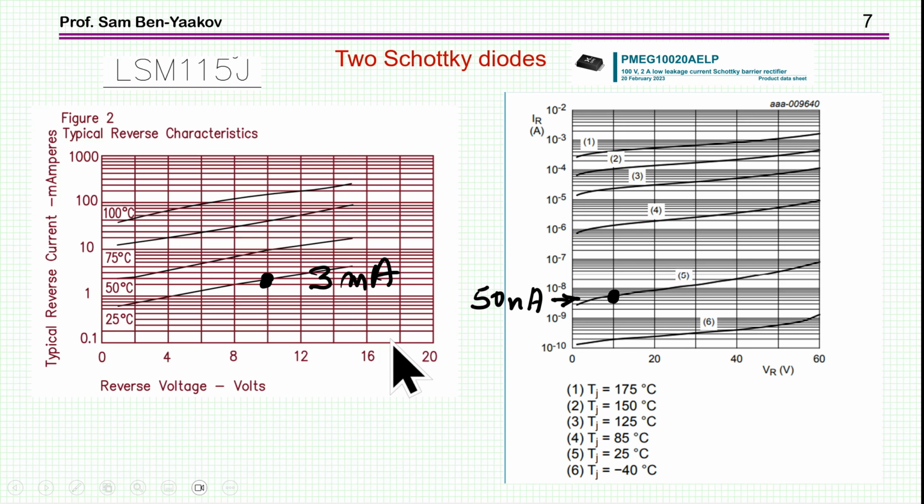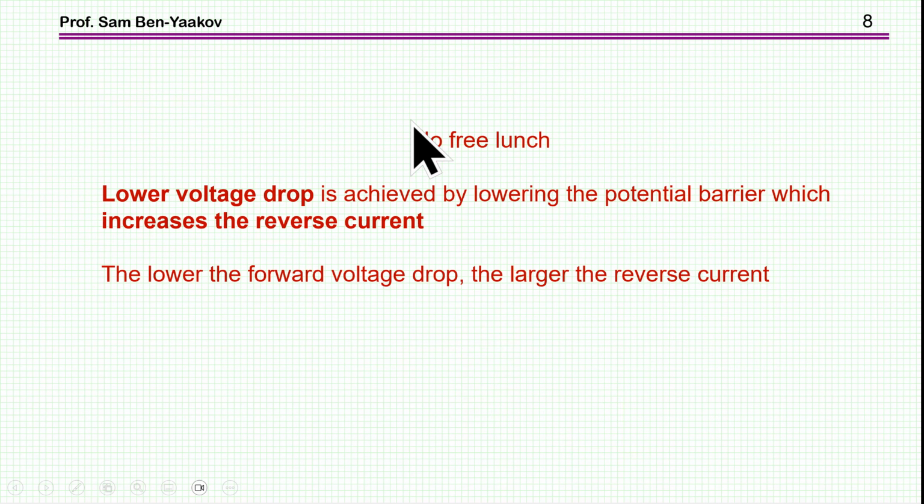If you compare two Schottky diodes, you find that some have a very high reverse current. For example, this one has a 3 milliamp reverse current at 10 volts, while this one has a reverse current of 15 nanoamps, same 25 degrees. Again, it's a very big difference, and both of these are Schottky diodes. So what's the story about it?